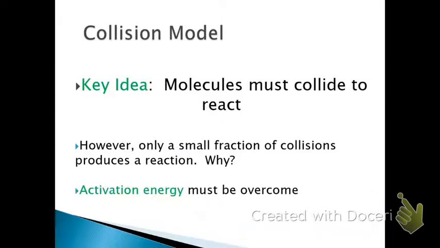They have to crash into each other with a certain amount of energy. That energy is called the activation energy. And that's that vertical arrow we saw on the graphs that goes from the level of my original reactants to the top of the hill. Okay, so there's two parts to the collision model, actually three. But here's the first part.